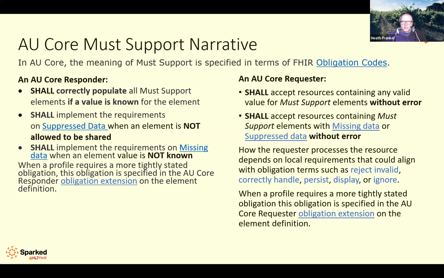Okay, so no comments. So requester is really to accept the resources containing any valid value for must support elements without error, and they shall accept the resources containing must support elements with missing data or suppressed data without error. Andy.